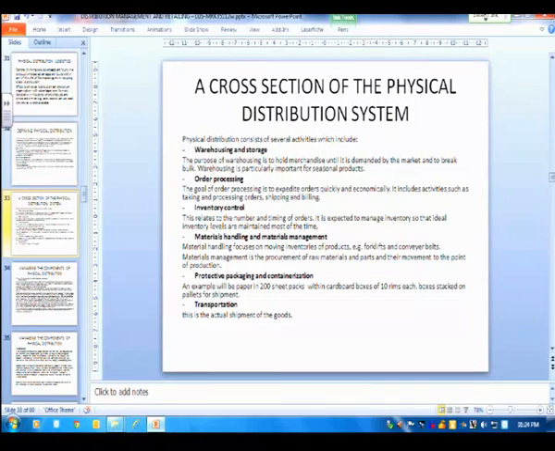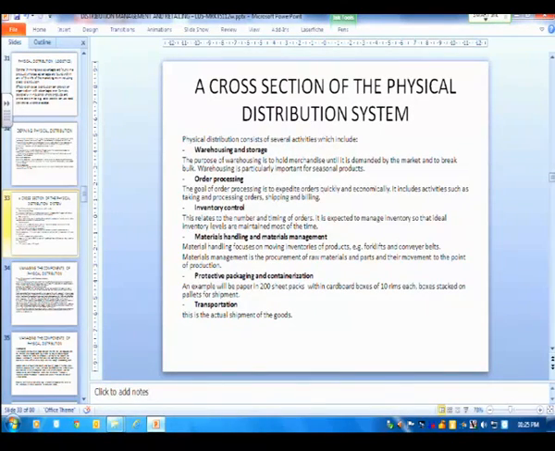Second one, order processing. This relates to the number and timing of orders. It is expected to manage inventory so that ideal inventory levels are maintained most of the time. Third, materials handling and materials management. Materials handling focuses on moving inventories of products, for example, forklifts and conveyor belts. Materials management is the procurement of raw materials and parts and their movement to the point of production.